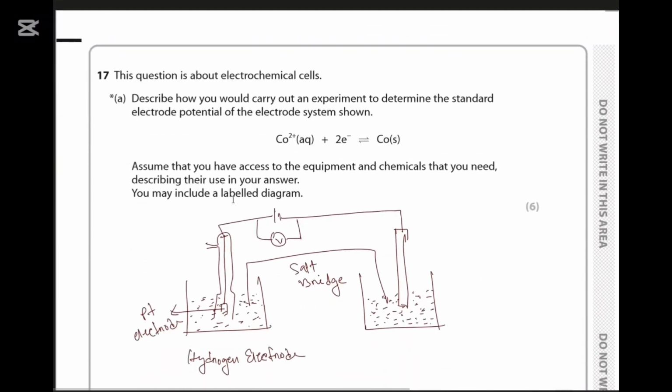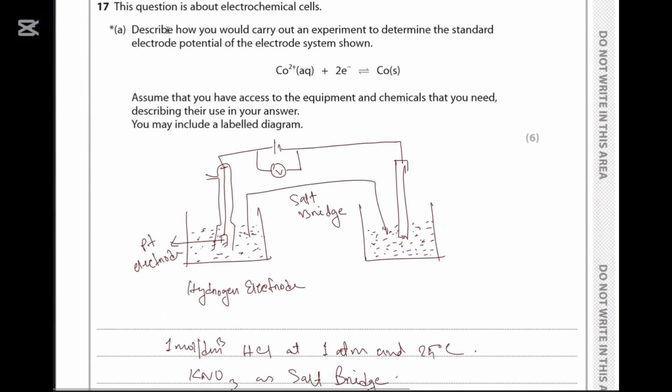Okay, we move on to the next question, question number 17. This question is about an electrochemical cell. Describe how you'd carry out an experiment to determine the standard electrode potential of the electrode system shown. Assume that you have access to the equipment and chemicals that you need, describing their use. In your answer, you may include a labelled diagram. So we can find out the electrode potential of these. How is it found out?